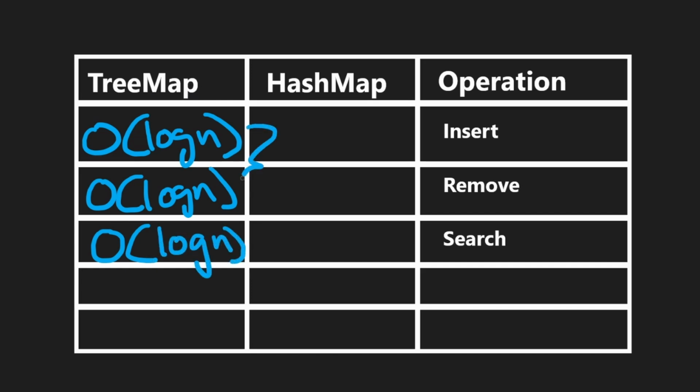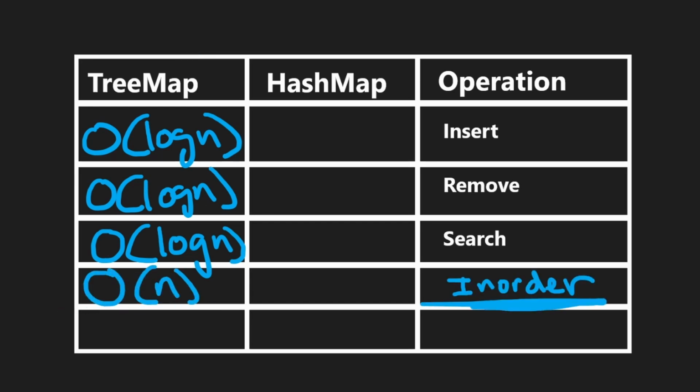That's pretty good. And there are other bonuses of tree maps because they're ordered. We can iterate through it in sorted order. If we have that tree map, we can iterate through it in sorted order in O of n time. So that's like our in order traversal. Just by having a tree map, we are maintaining that sorted order.